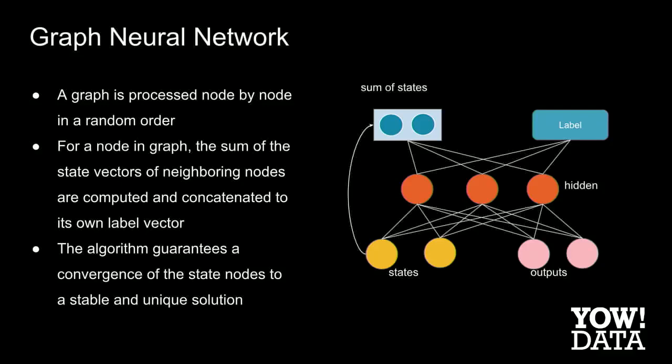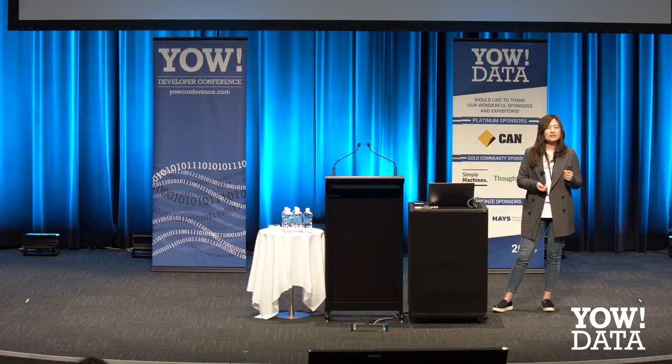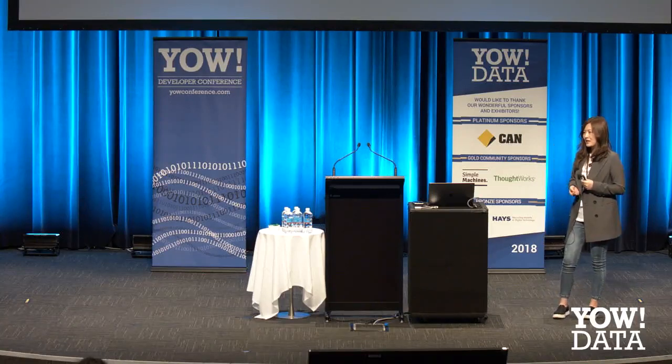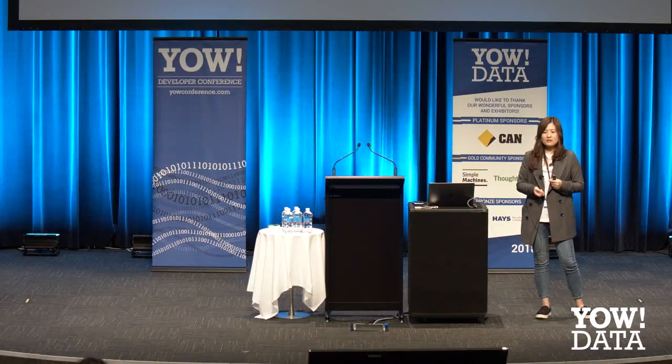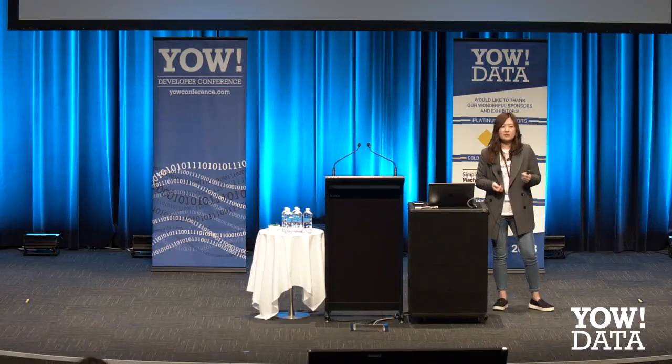So the graph is actually processed by the graph neural network, node by node, in a random order. And for a node in a graph, the output from the network for that node depends on the state outputs for all its neighboring nodes. So here, what we did is to compute a sum of the state vectors of all its neighboring nodes for a node, and then concatenate to its own input label vectors. You may notice that the most critical part in this process is to ensure the sum of states can reach a very stable point. And this is achieved through an iterative procedure. So we repeat the feed-forward session several times until the changes to the state vectors converge. And the backward phase is similar, so we need to iterate that until we reach the stable point.